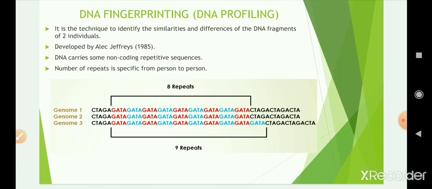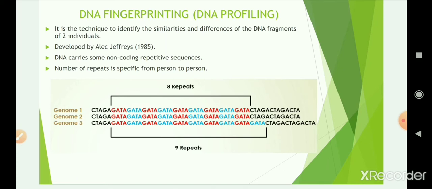Then DNA fingerprinting or DNA profiling. What is DNA fingerprinting or DNA profiling? It is the technique to identify the similarities and differences of the DNA fragments of two individuals. So if we have to identify whether there are similarities or differences between two DNA fragments of two individuals, then we have to use this DNA fingerprinting or DNA profiling.